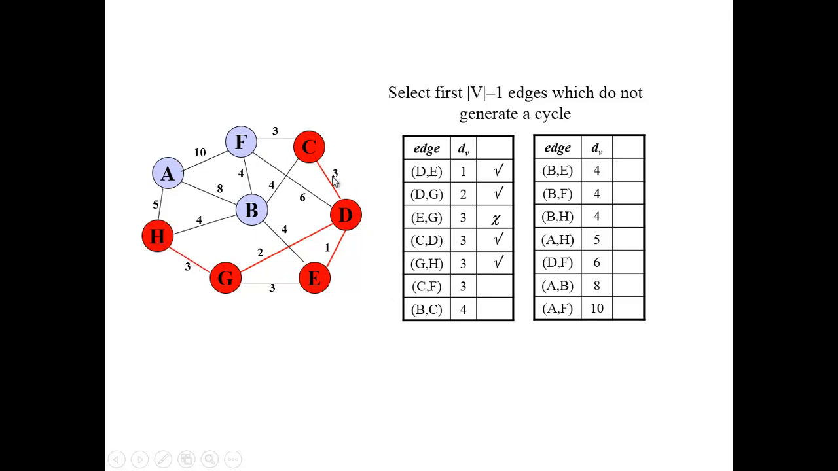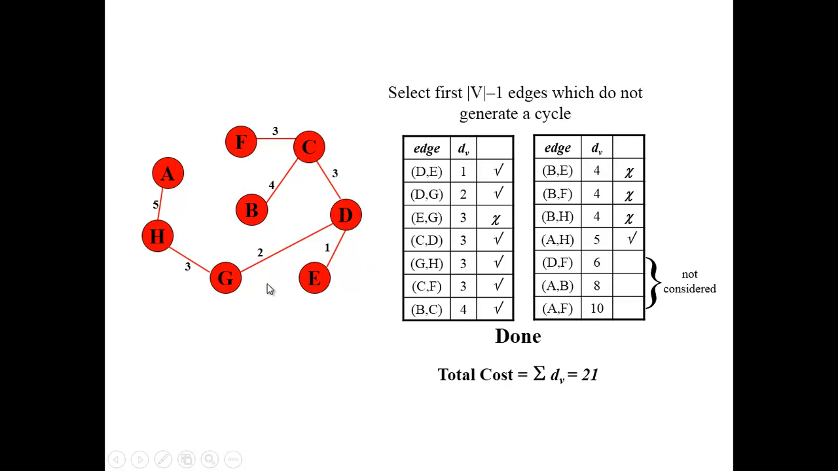Next is CD, then GH, CF, then BC, then BF will not be included because it will create a cycle, that is FCB. BF will not be included, and BH will not be included because these edges will result in a cycle. Then we will take AH. In this way all the vertices of the graph are connected with each other, and there is no cycle in this graph when we use these particular methods, that is Kruskal and Prim's algorithm.